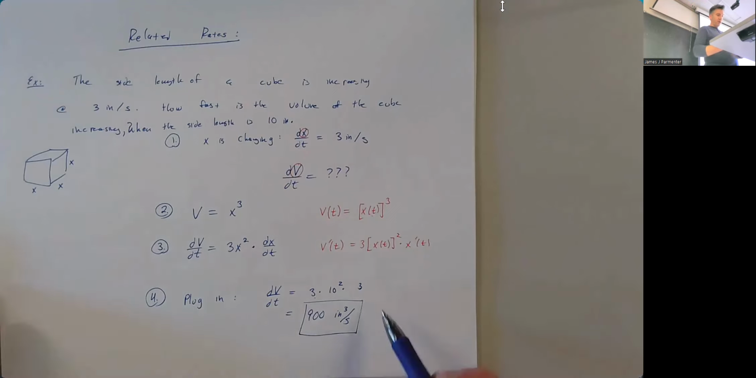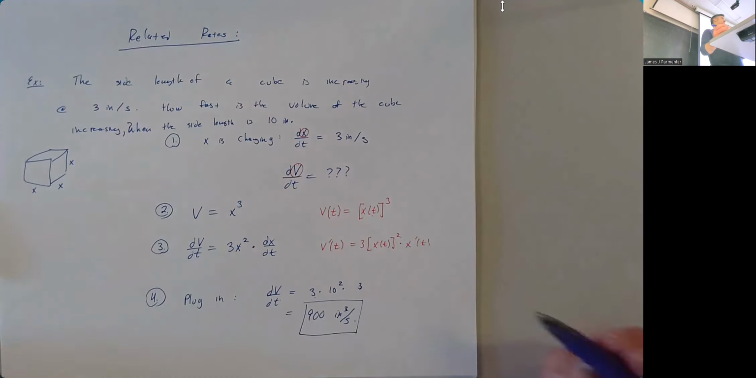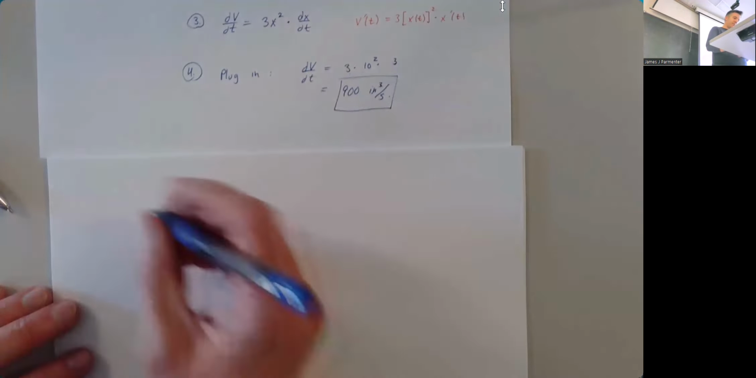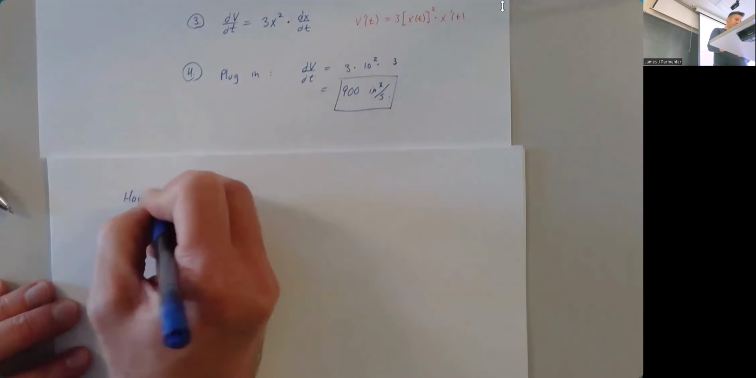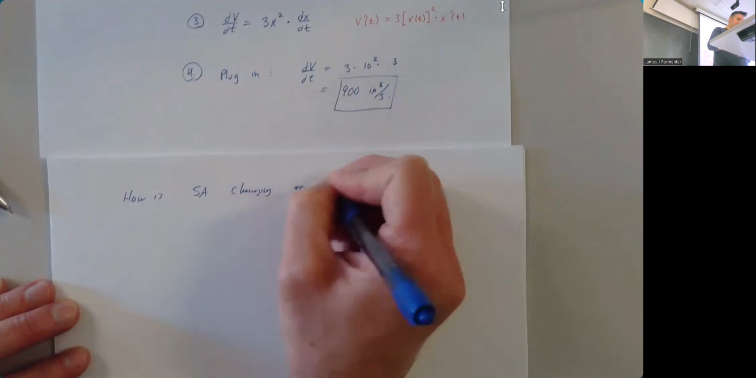So if a volume is changing, it should be your unit of length to the third power divided by your unit of time. That's what we're measuring. What if we did ask how the surface area was changing? That's a good follow-up question. How is the surface area changing at the same moment?